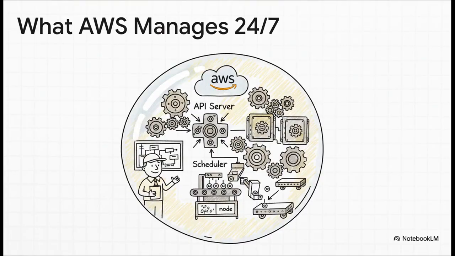And what does that actually mean for you day to day? It means AWS is on the hook 24/7 for keeping the API server highly available and patched. They manage the mission-critical etcd database with automated backups and monitoring across multiple AZs. They run the scheduler that intelligently places your pods and the controller managers that make sure your cluster is always in the state you want it to be. This is a massive operational burden, just gone.